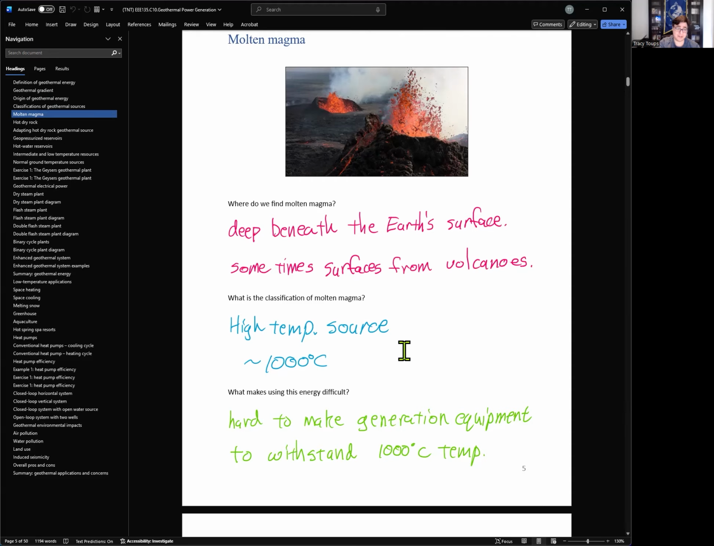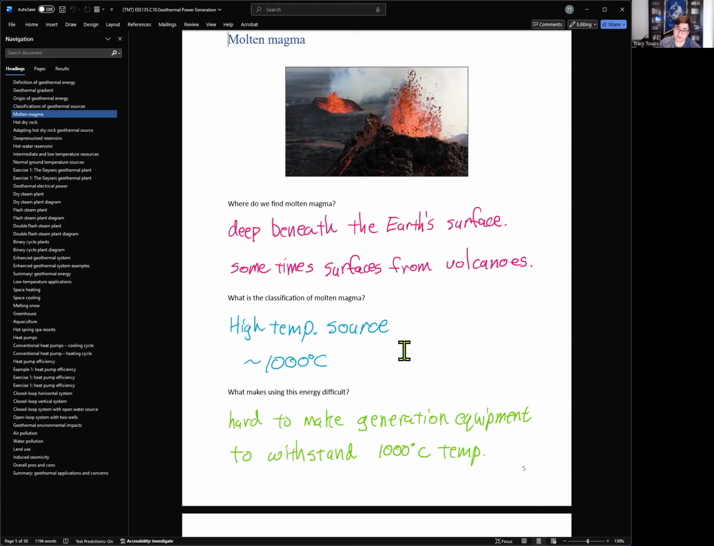Okay. People theorize that we could use molten magma for electric generation because it's 1,000 degrees Celsius, that's really, really hot. We can make an insane amount of electric energy, but there are some difficulties, right? Why is it difficult to produce energy out of this? Well, the biggest one is, what material do we have that can withstand 1,000 degrees Celsius? If molten magma is melted steel and rock, what are we going to make that can withstand 1,000 degrees Celsius to make electric generation? It's pretty much nothing.